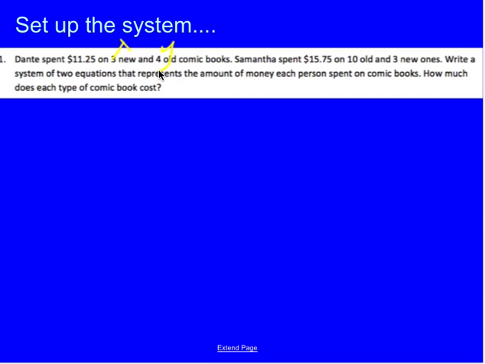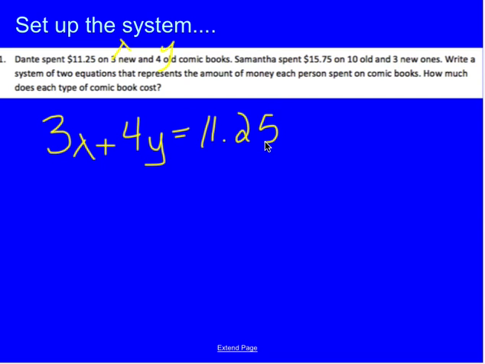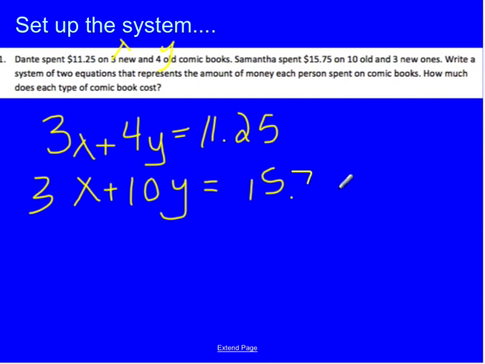So for Dante, that's going to be the price. He bought 3 new comic books at price X. He bought 4 old comic books at price Y, and that was equal to $11.25. Now notice the next sentence could confuse you a little bit because they did old first and then new. Remember that X represents the price of new comic books. So she bought 3 of them at price X. Then taking a look at price Y for old books, she bought 10 of them, and that was equal to $15.75.